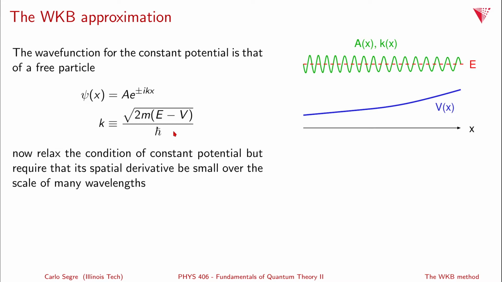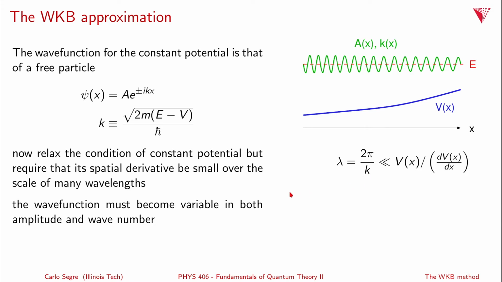Now, if we relax the condition for a constant potential, but require that its spatial derivative be small over the scale of many wavelengths, we have a condition for that. That is, the wavelength, which is 2 pi over the wave number, is much less than the potential divided by its derivative. So if its derivative is small, the potential divided by the derivative is large, and that needs to be much larger than the de Broglie wavelength, which is given by 2 pi over k.